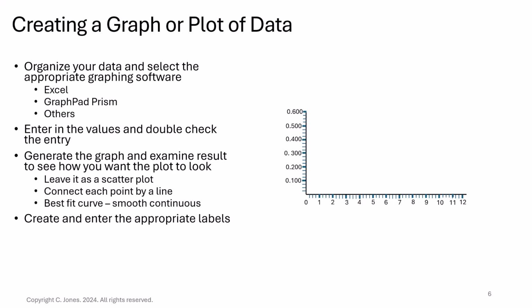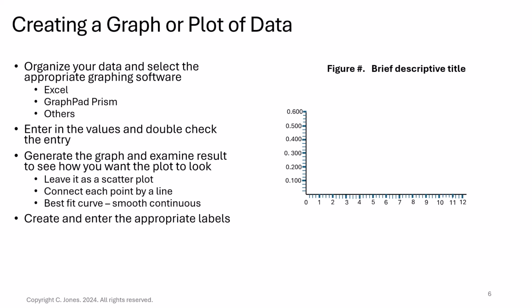So if you're using a graphing program like Excel or GraphPad Prism or some other one, you're going to enter the values, right, in the columns and double check each entry. Although if you make a mistake, it'll be obvious when you go to plot this. Generate the graph and see how you want the plot to look. In these graphing programs, you get options. So maybe you just want to leave this as a scatter plot, okay?